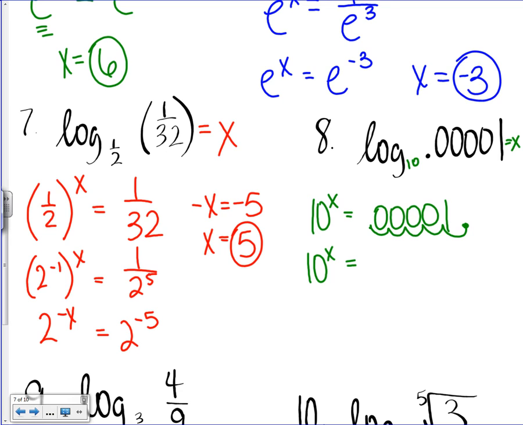What is that? 10 to the negative fifth is 0.00001. So this is 10 to the negative fifth. And now we're in business. This is x is negative 5.